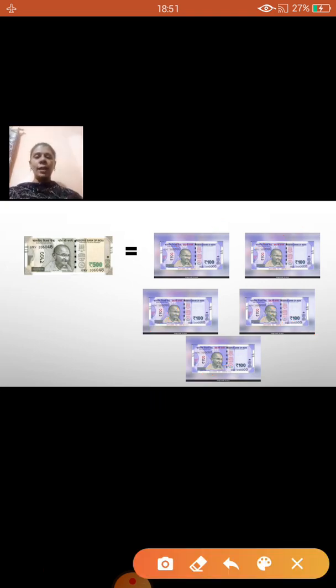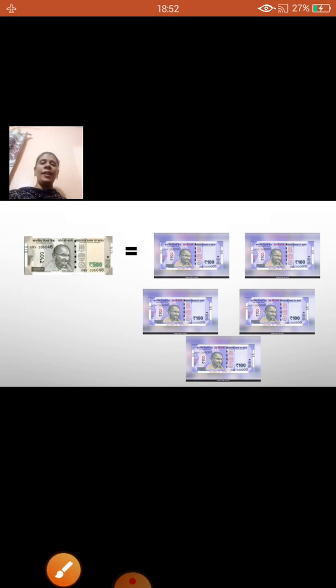Let us count. 100 plus 100, 200. 200 plus 100, 300. 300 plus 100, 400. And 400 plus 100, 500. That means five 100 rupee notes will make 500 rupees. Again one more 500. Now what change are you going to give? Which coins or currency are you going to use?